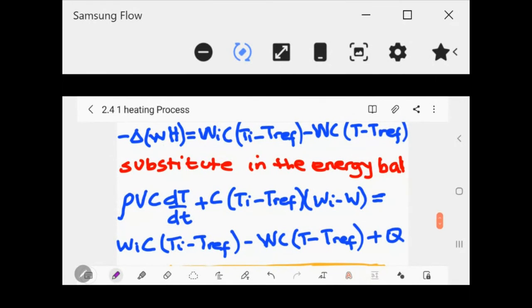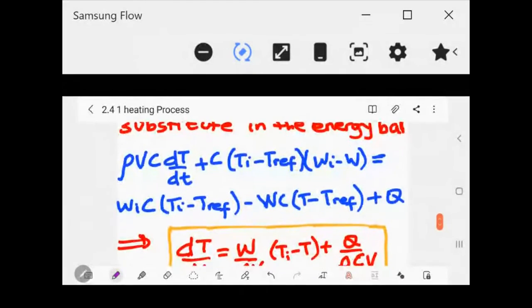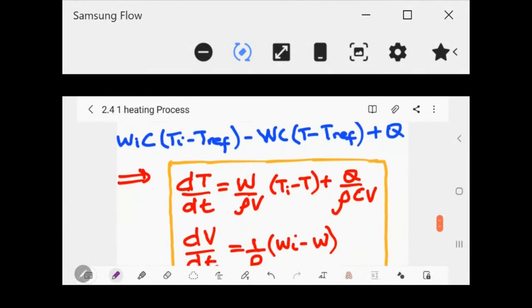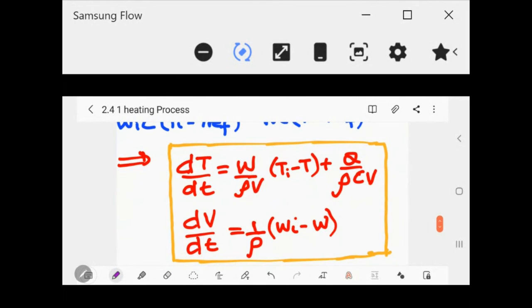Okay, so obviously we need to simplify and make the change in temperature with time the subject of the formula. So these are our desired models that we've been looking for. So setting up equations is very important. You will see that also in your project, that you have to set up the equations before you can do anything else in Python. Okay, so these are our desired equations.